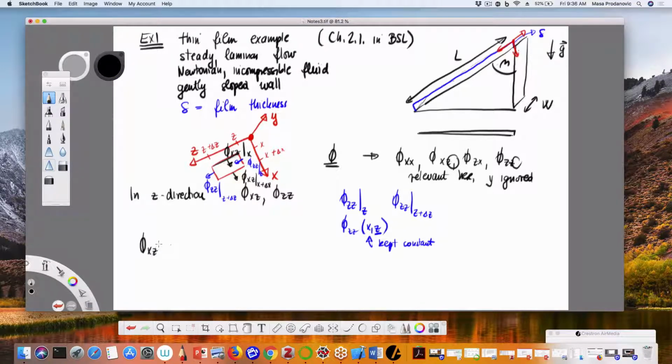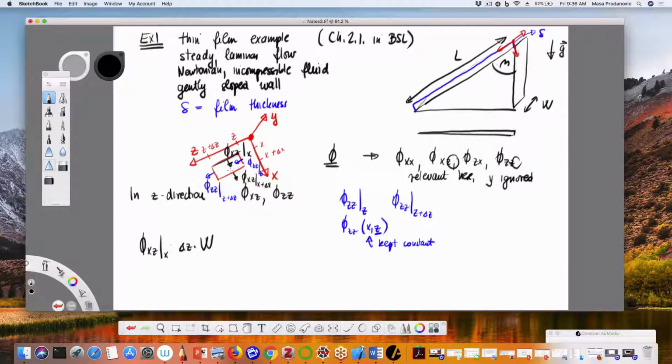Phi xz evaluated at x times the area of that side is what actually flows in, and the area of that side is delta z times this w. I'm going to put w in there. I'm going to cancel it anyway, but I'm going to write it in because I know that phi is per area, so I want to keep that. Okay. So this is my area of the side.